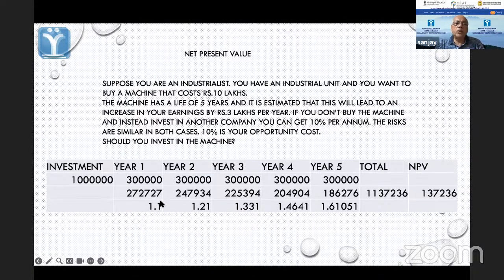Why 1.10? 0.1 is the decimal of my interest, 10%. 10 divided by 100 is 0.10. For making this calculation, you add 1 to it. 1 represents the principal. So 1 plus 0.1 is 1.1. If you divide 3 lakhs by 1.1, you will get 2,72,727. You get this, Sharmishta, this point?